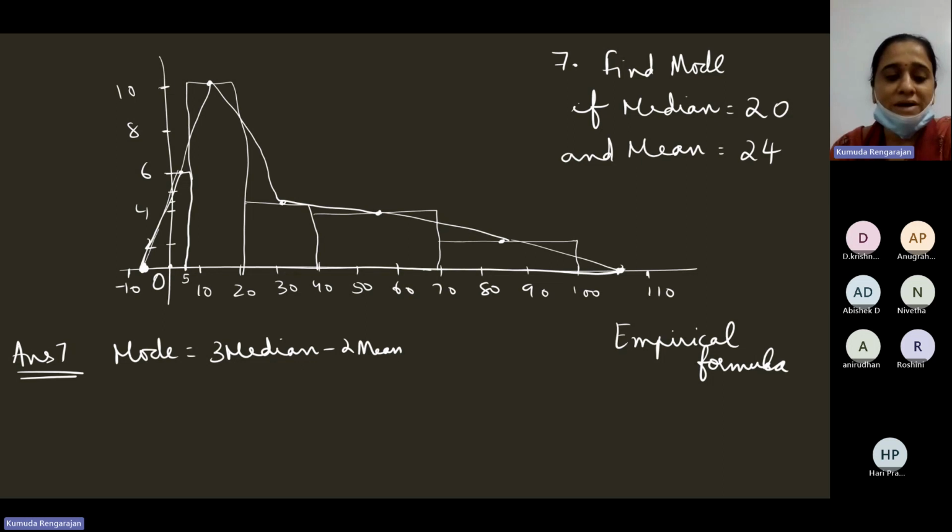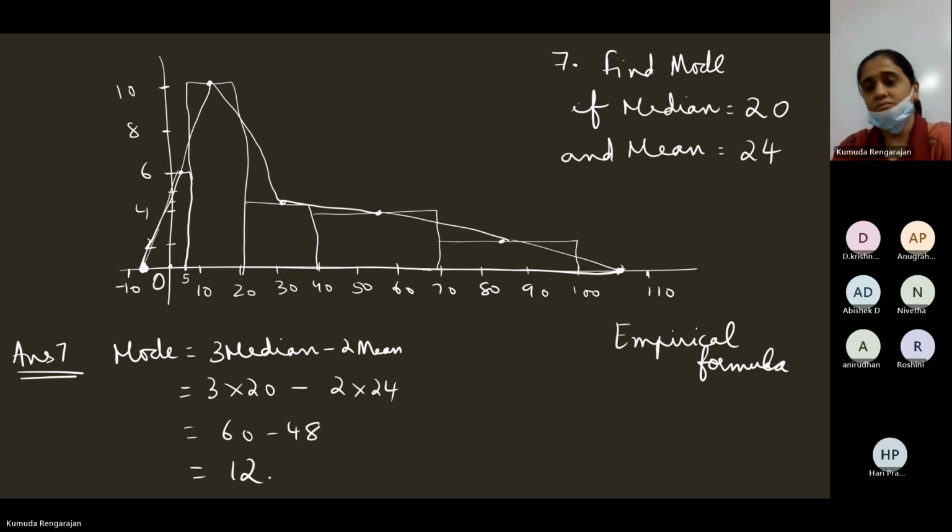Mode is equal to 3 median minus 2 mean. Now use the values given. 3 into median, 20, minus 2 mean, 2 into 24. So 60 minus 48, so 12. So that means given any two, you can find the third one. Given any two, you can find the third one using this relationship.